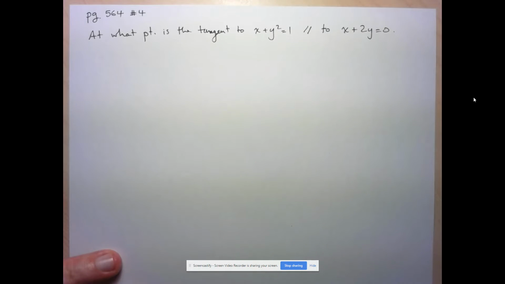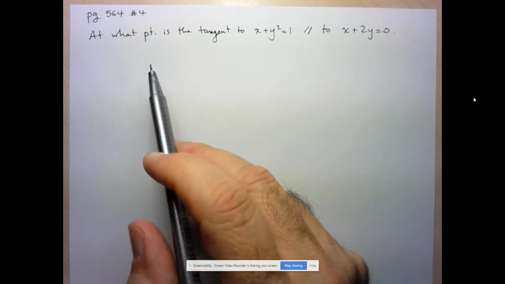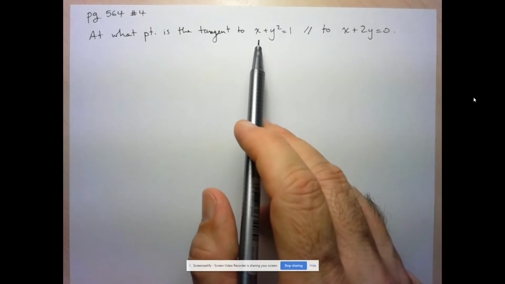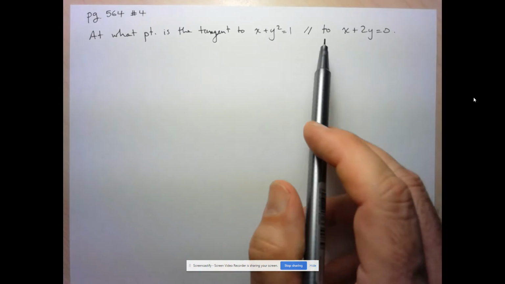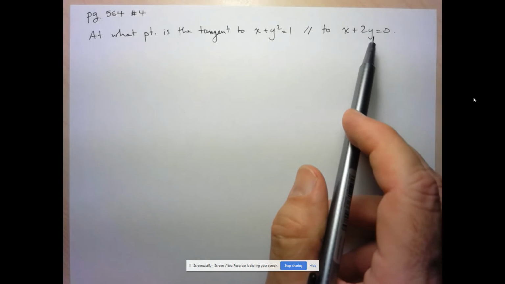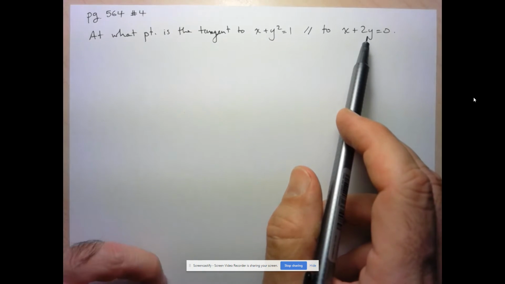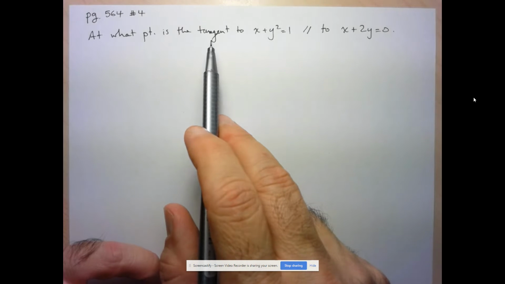Hi folks, we're going to take a look at number 4 from page 564. Here they're asking, at what point is the tangent to the curve x + y² = 1 parallel to the line x + 2y = 0? All right, so the tangent, of course, is a line, and this is a line.